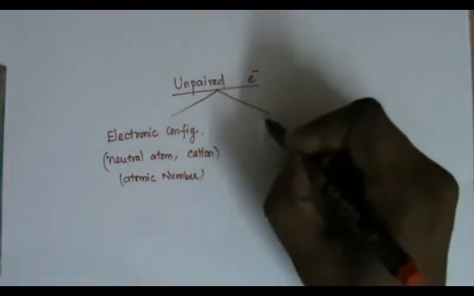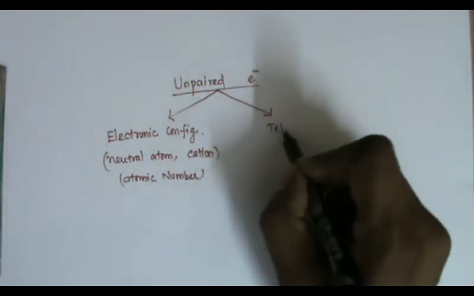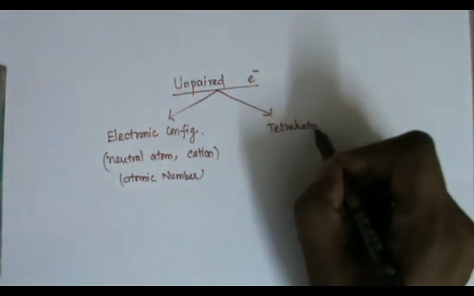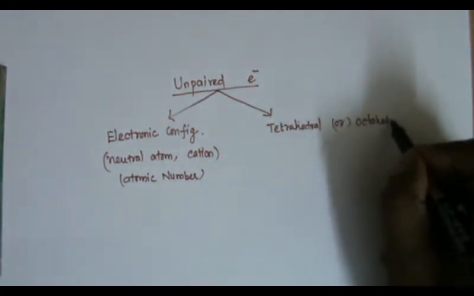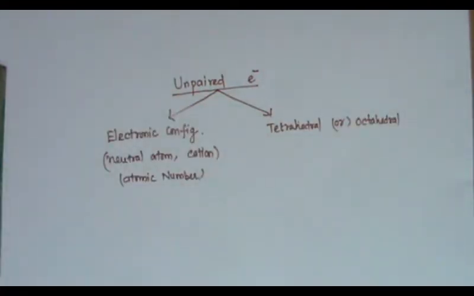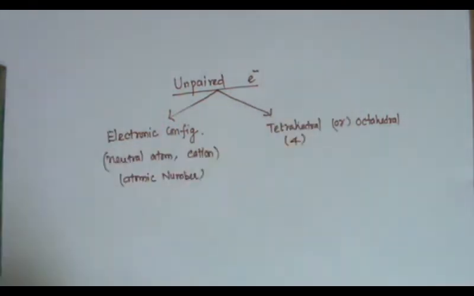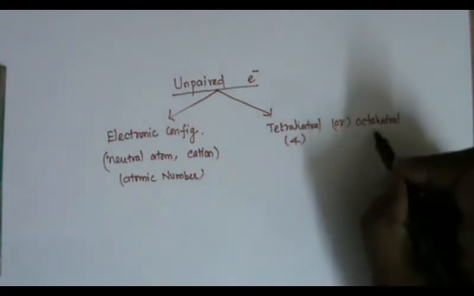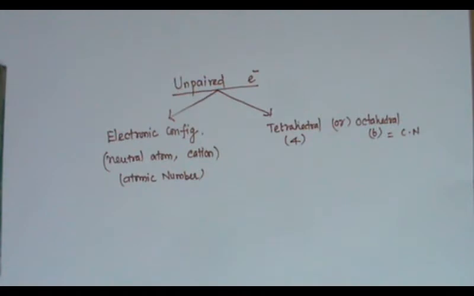Second, you should know whether it is tetrahedral or octahedral. This can be easily identified from the number of ligands attached to the metal atom, that is, the coordination number. If the coordination number is 4, then you can say it is tetrahedral. If it is 6, it is octahedral. So that is the coordination number. Based on that, easily you can predict.